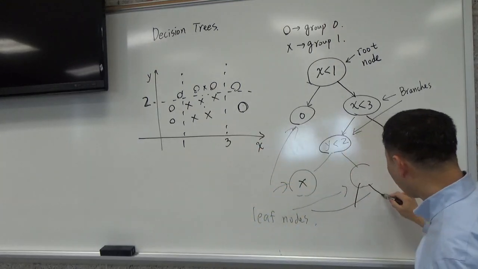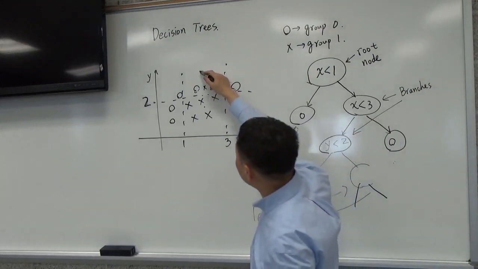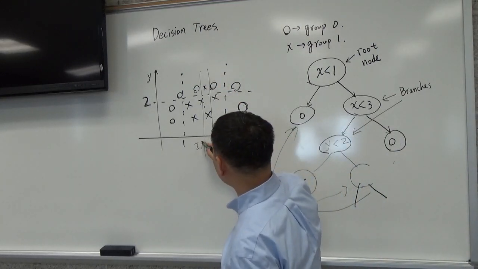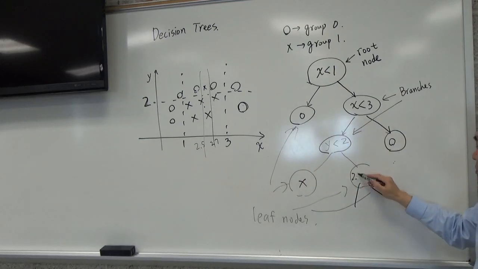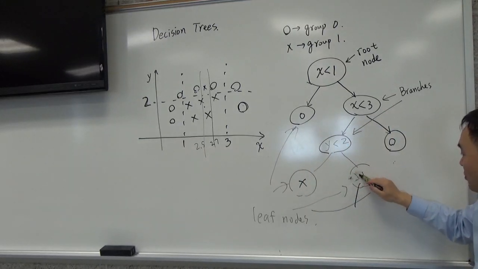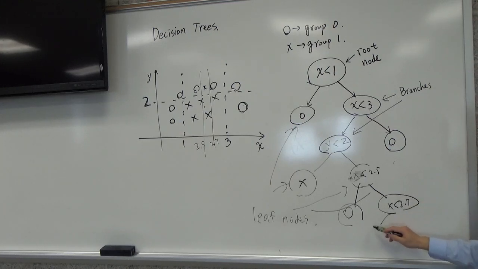So there'll be something like, if I say this is 2.5 and 2.7, then x less than 2.5 will be O. And then x less than 2.7 will be x, and then this will be O. So you'll have this.